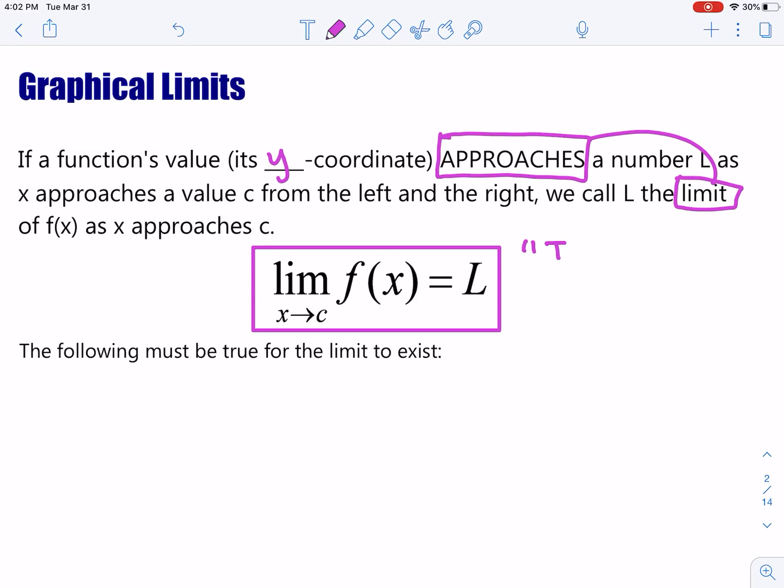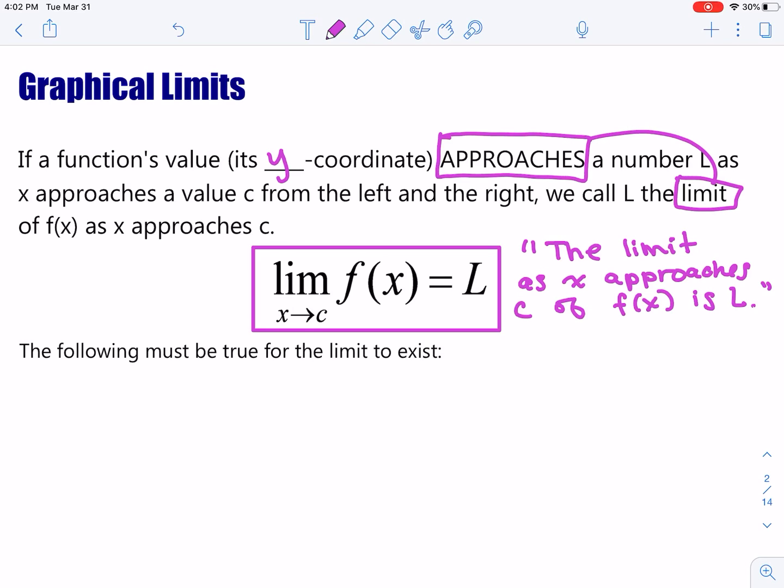The limit as x approaches c of f of x is L. That's how to say it in words.